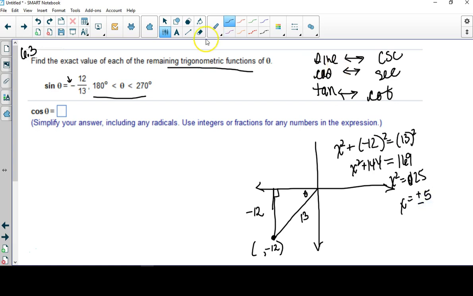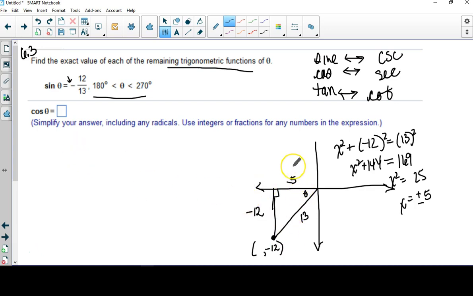The square root of 25 is either a positive 5 or a negative 5. This ain't algebra. We got to deal with positives and negatives. Which one? Well, if I need to get this way, I have to pick the negative. If I do the positive, I would have wound up over here. Once you have all the sides labeled, that's the hard part. Then the rest is easy.